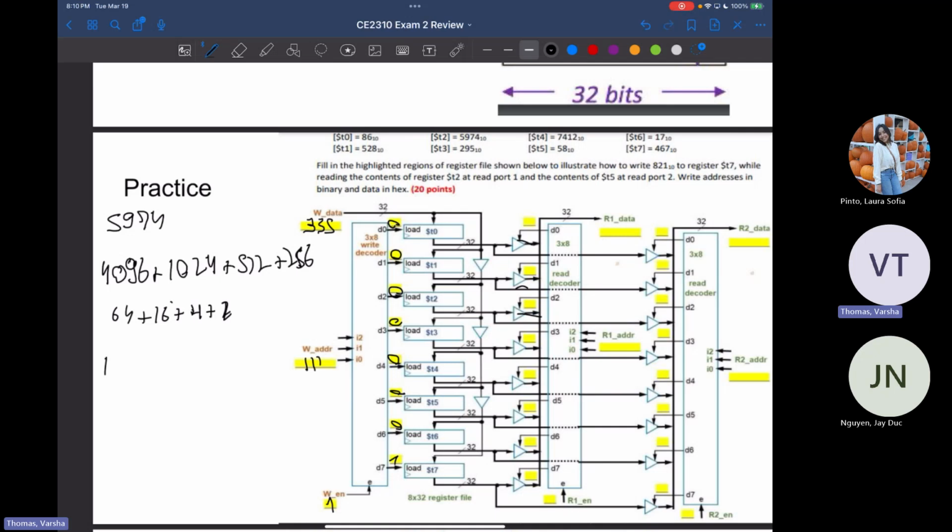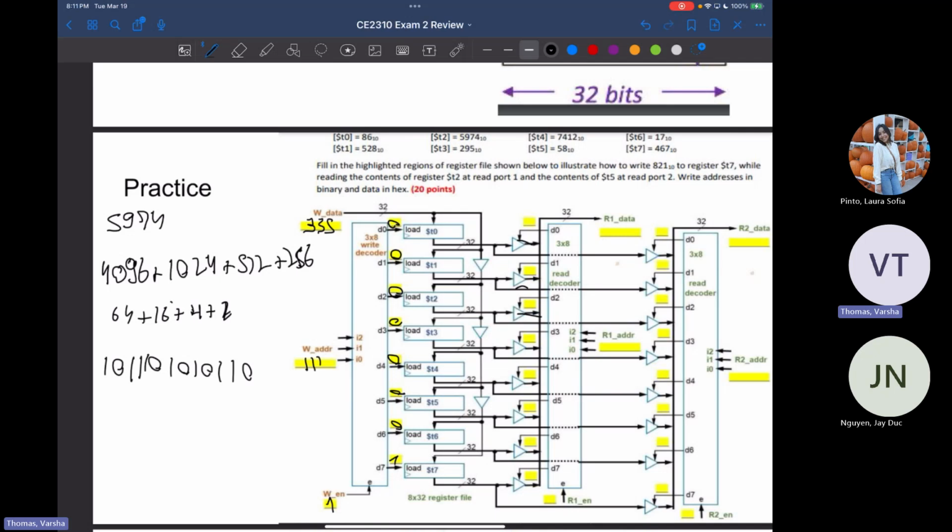4,096, we have it. We don't have 2,048, so it'll be 0. 1024, we have it, so it'll be 1. 512, we have it, so it'll be a 1. 256, we have it, so it'll be a 1. We don't have 128, so 0. We have 64, so 1. We don't have 32, so 0. We have 16, so a 1. And we don't have 8, so we'll write a 0 here. And we do have 4, so we'll write a 1 here. And we'll write a 1 for 2 and a 0 for 1 because we don't have 1.